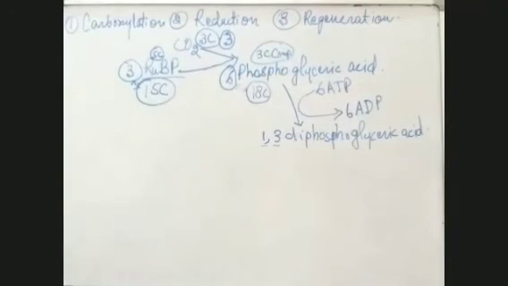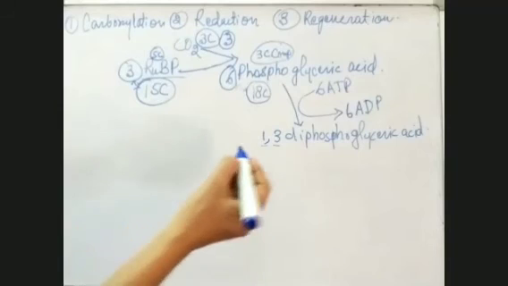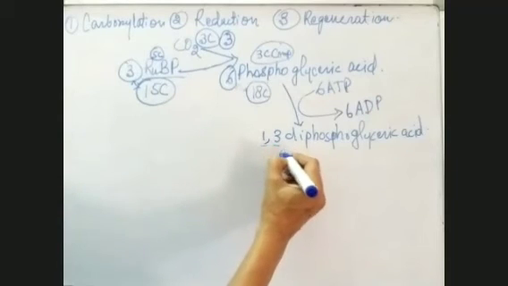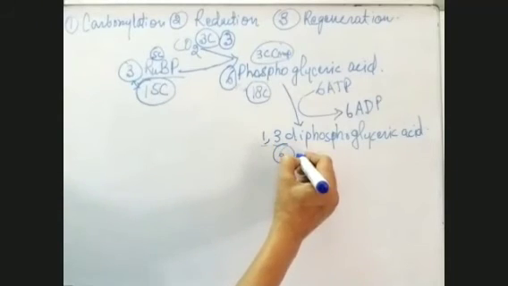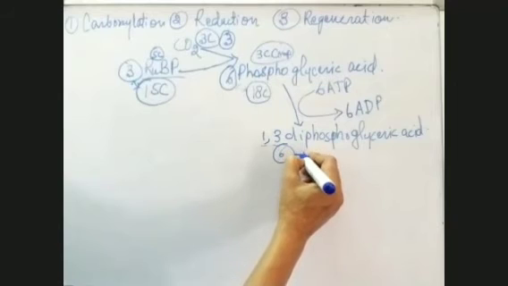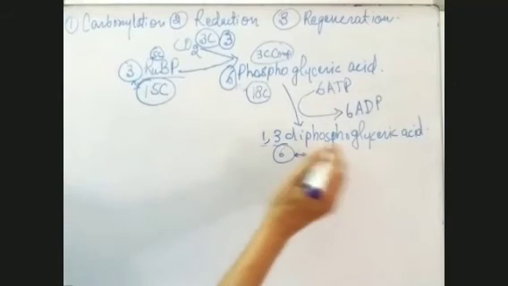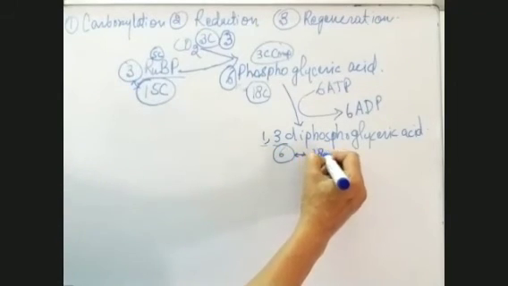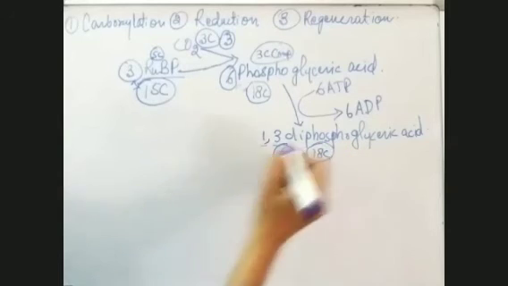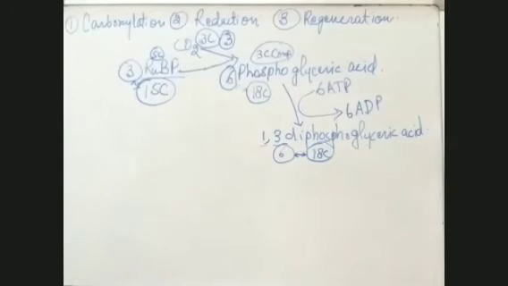Now 1,3-diphosphoglyceric acid, 6 molecules were formed, and that means the number of carbons here were 18, because one has 3. 6 times 3, 18. So 18 carbons are formed.